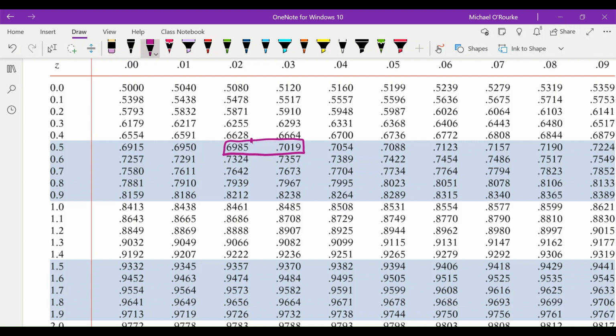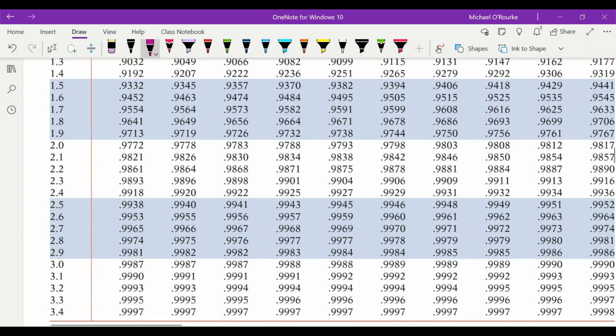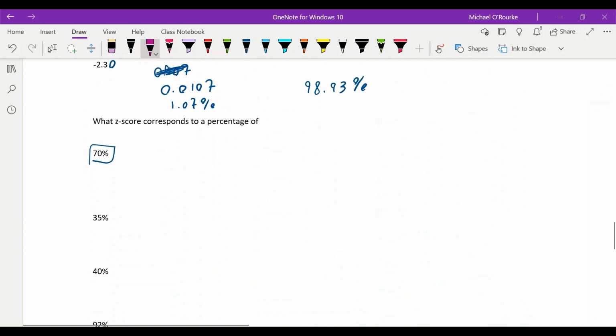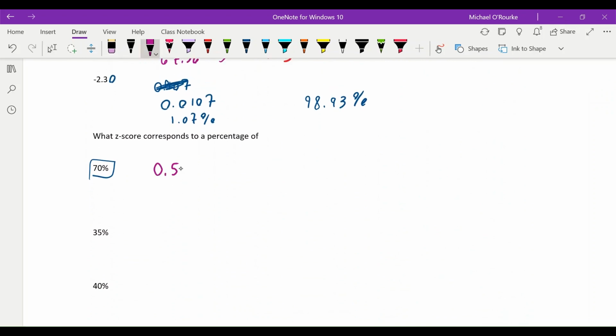And in fact, this number here is going to be my closer number. This is 0.015 off, that's 0.19 off. So the number that corresponds would be 0.52. 0.52 would be the z-score that ends up with an answer of 70%. Okay. So if we were doing 35%, now this is 35%, so I know it's going to be negative since it's below 50%.